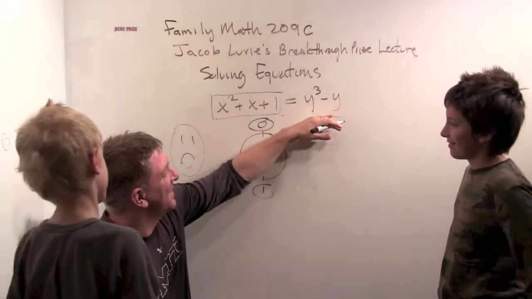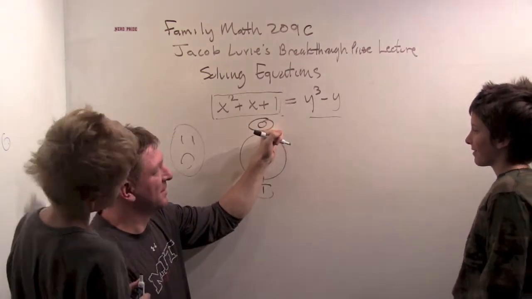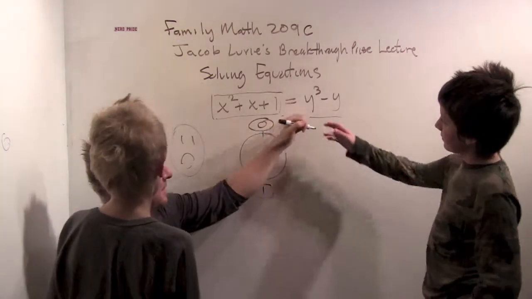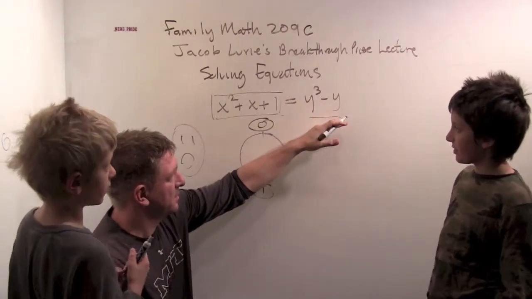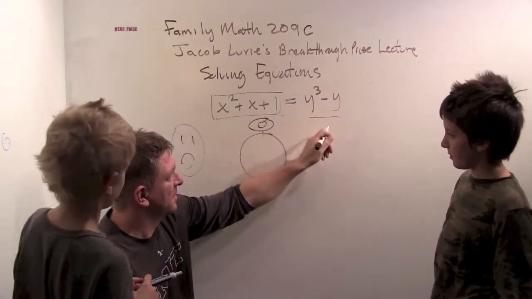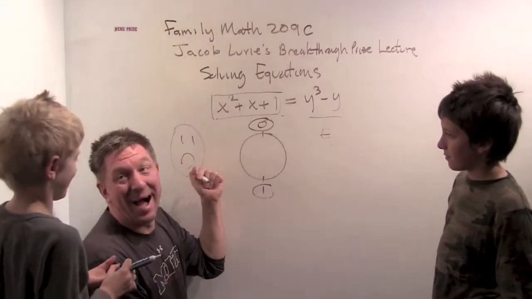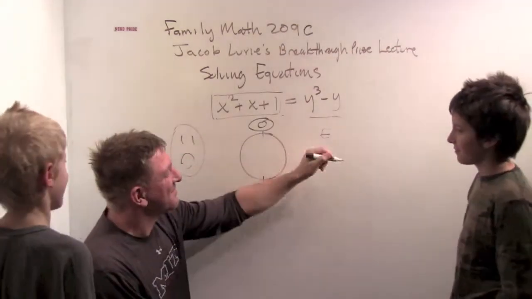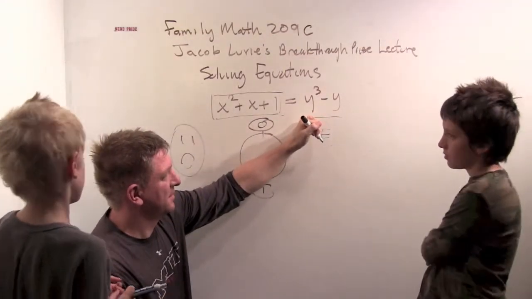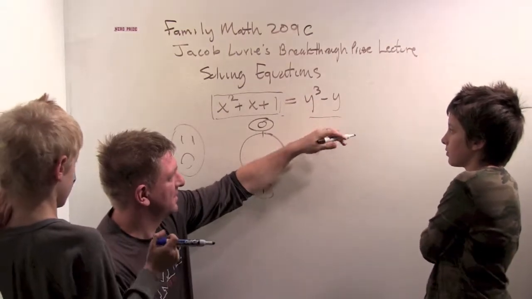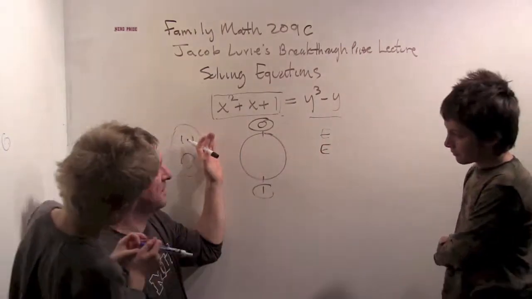Okay, so now what about this side? If I use an even number, you get an even number cubed, which is an even number, minus an even number, which is an even number. What if I had an odd number over here? You would get an odd number minus an odd number, which is an even number. So this side's always even, and this side's always odd.